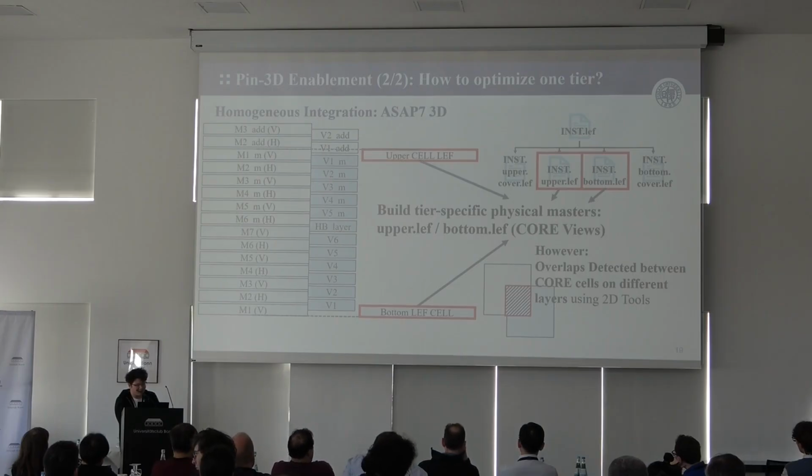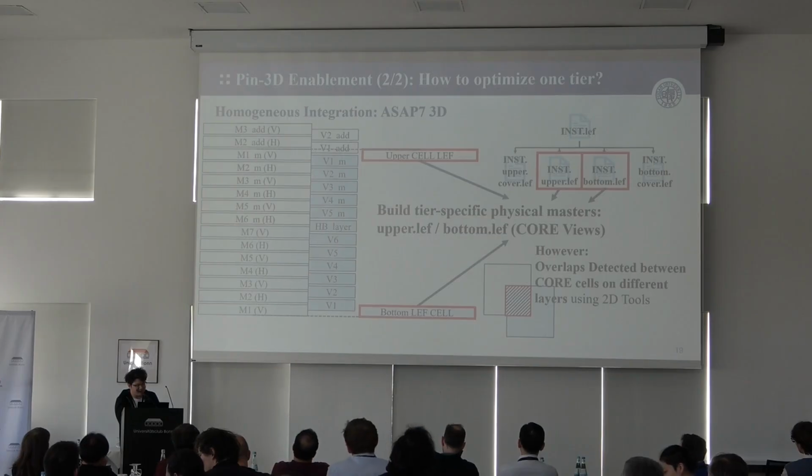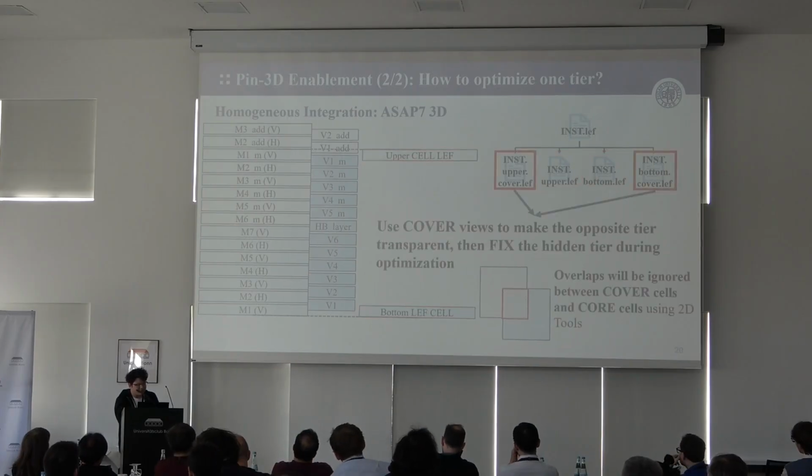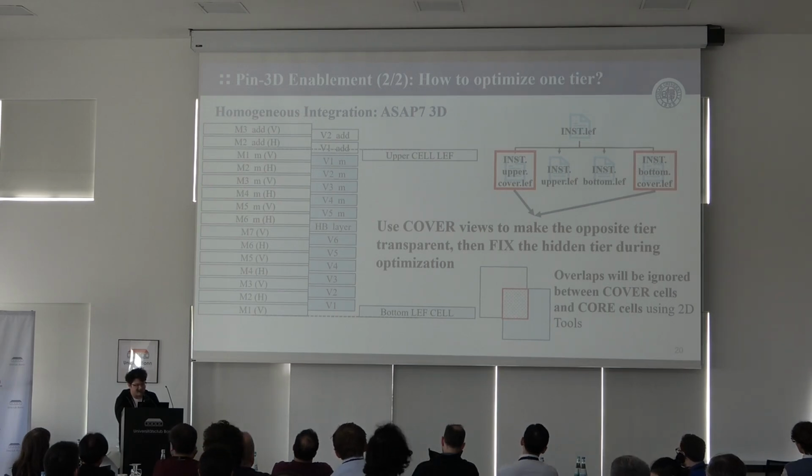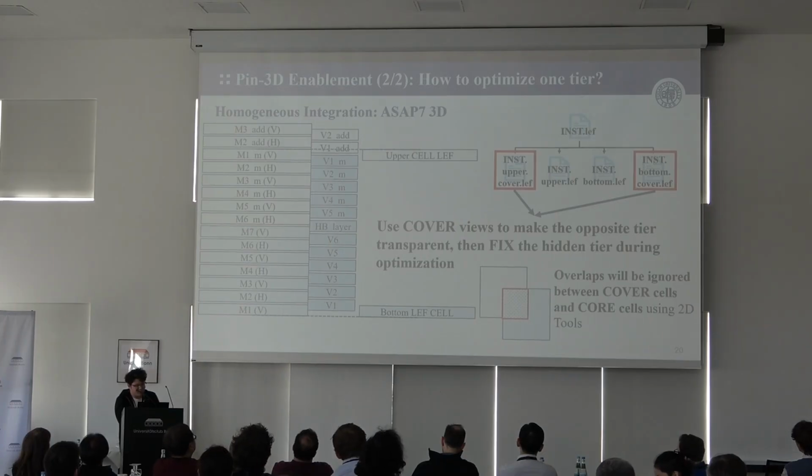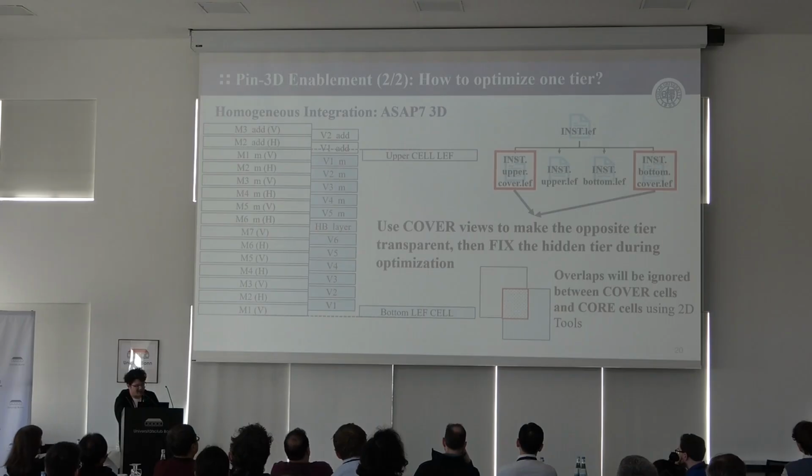the core views. However, overlaps may still be detected between core cells, even when they are placed on different layers. To address this, we also generate upper.cover.lef and bottom.cover.lef. With these cover views, one tier can be optimized while the other remains transparent and fixed because overlaps between cover cells and core cells are ignored.